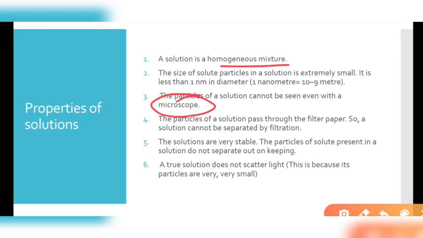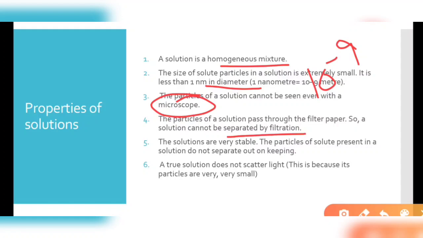Why are we not able to see them directly? Because the particle size is very small. They are less than 1 nanometer in diameter, which is approximately equal to 10 raised to the power minus 9 meter. As the particle size is very small, we are also not able to filter them with the help of filter paper, and so we cannot separate them by the process of filtration.